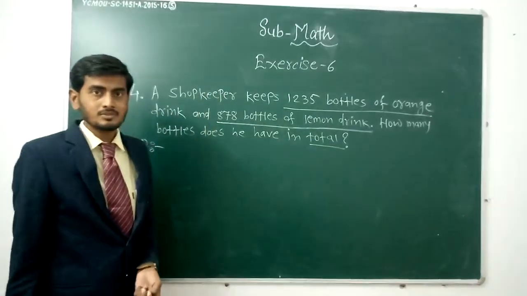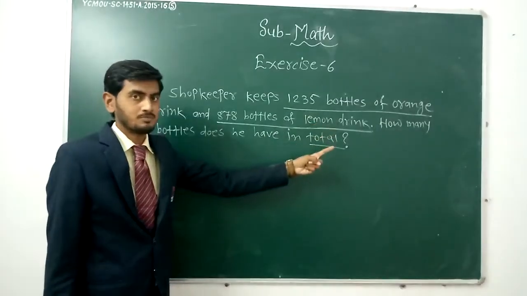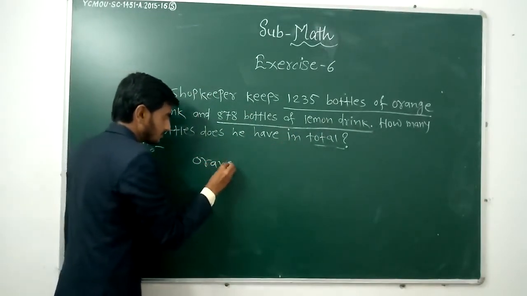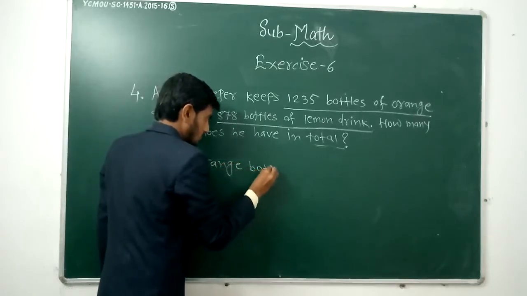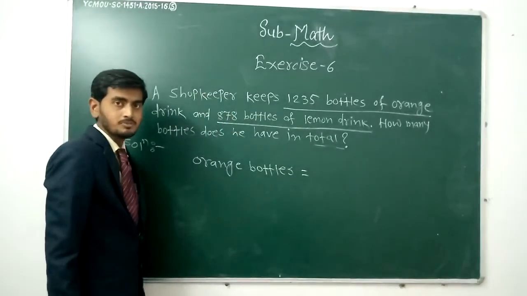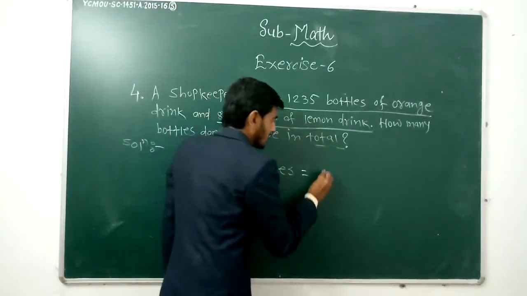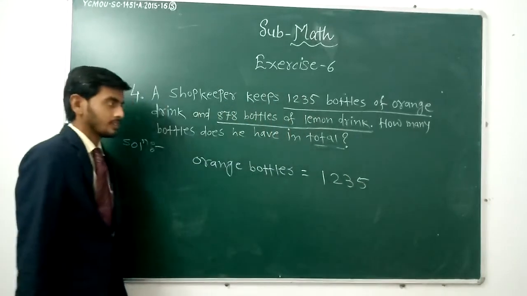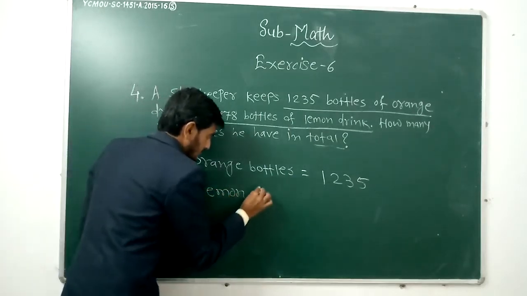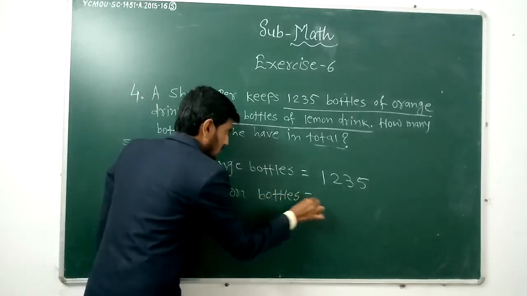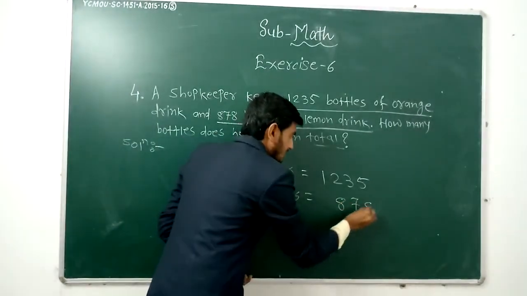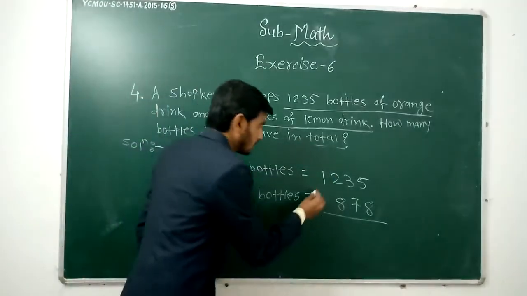Total is, we add both bottles. Okay? So write down first one, orange bottles. How many orange bottles does the shopkeeper have? Total is 1235 bottles, and lemon bottles. Lemon ke bottles kitne hain? 878. Okay, so add both numbers.